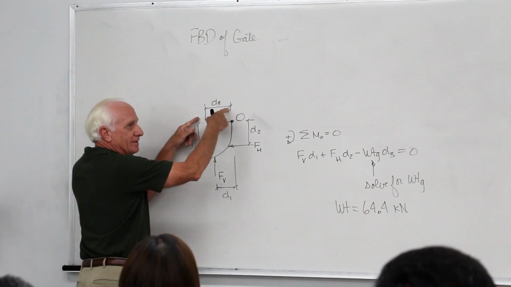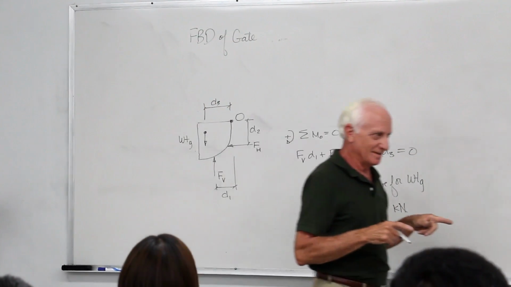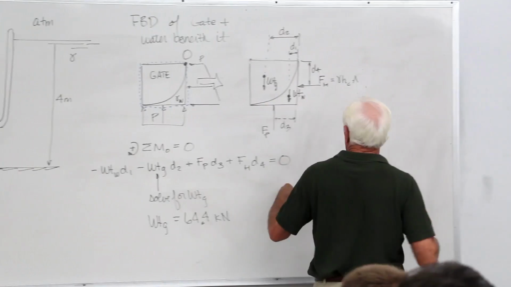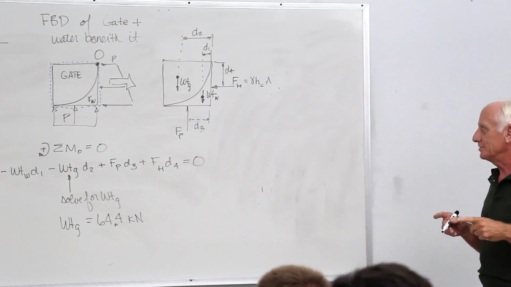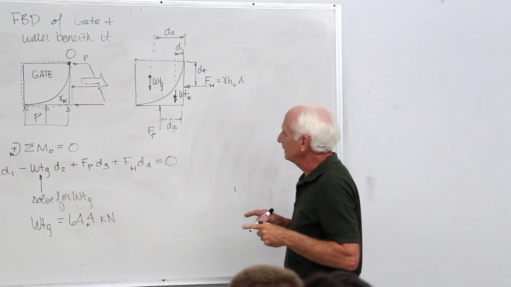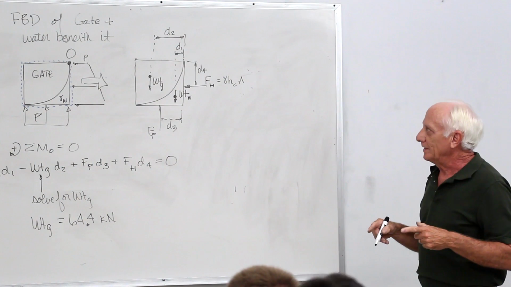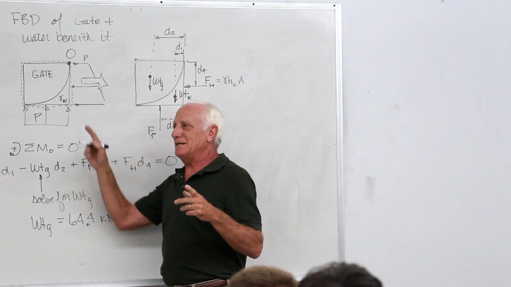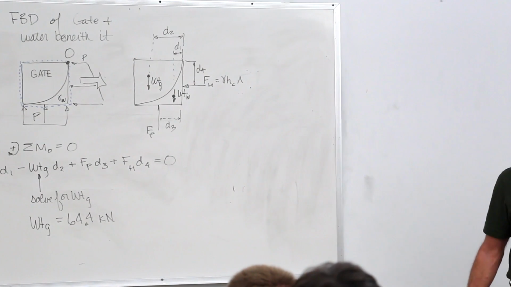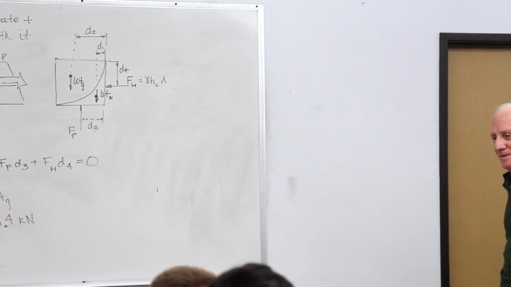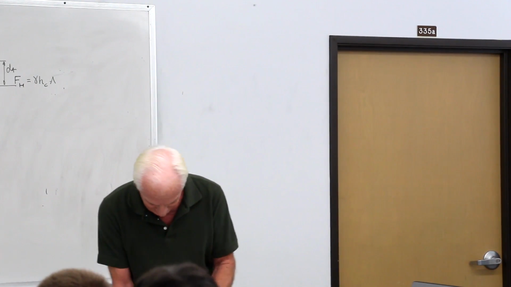D2, that's easy. D3, that's easy. D1, that's not easy. It requires a couple of lines, not too serious. What's D3? Half the radius, not a problem. But to draw the free body of the gate and the water, I guarantee you most people would never, in a long time, think that that's the way you do it.